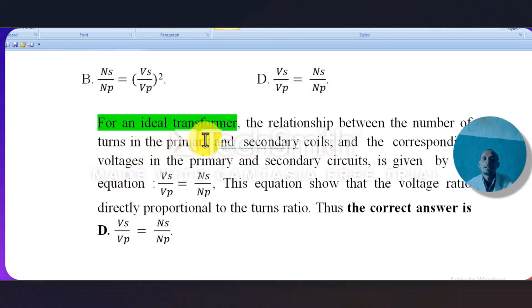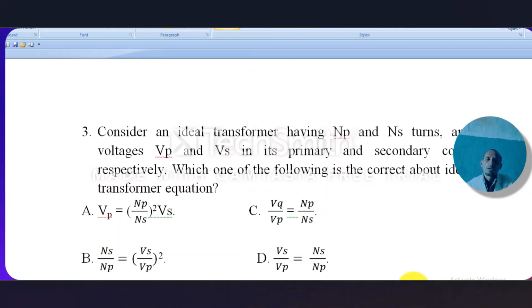Interpreting the question, for an ideal transformer, the relationship between the number of turns in the primary and secondary coil and the corresponding voltage in the primary and secondary coil circuit is given by the equation Vs over Vp is equal to Ns over Np. This equation shows that the voltage ratio is directly proportional to the turns ratio. The correct answer from the given alternatives is D. D means Vs over Vp is equal to Ns over Np.